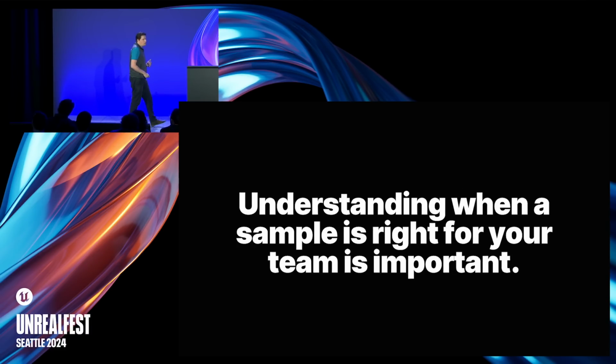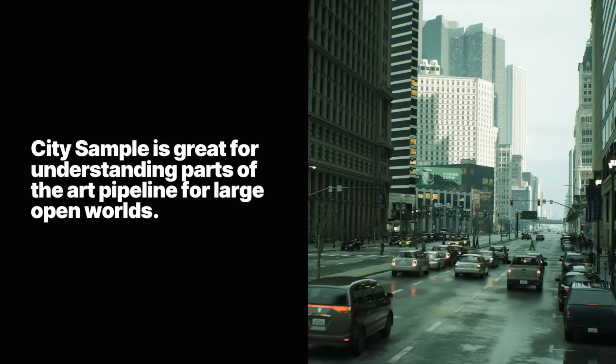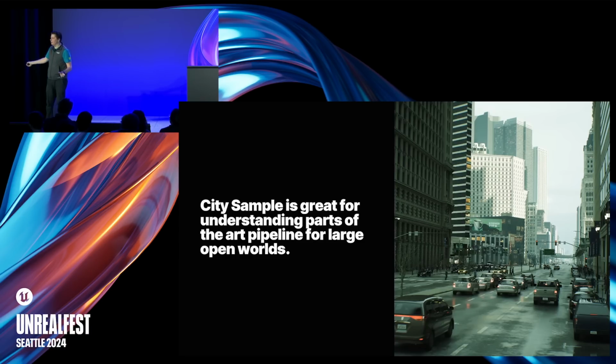The next thing is understanding when a sample is right for you and when it's important for your project. City Sample is one of the samples that we have, and it's really great for understanding the art pipeline of large worlds. For any of these projects that we have, the other thing that's really useful to browse is our console variables, so the config files that go with them, because you can see all of the differences that we've set up in the graphical options to get something like City Sample. What sacrifices have we had to make to lighting to get that to update in the way that we do? You know what I mean? What else is going on under the hood to get that working?